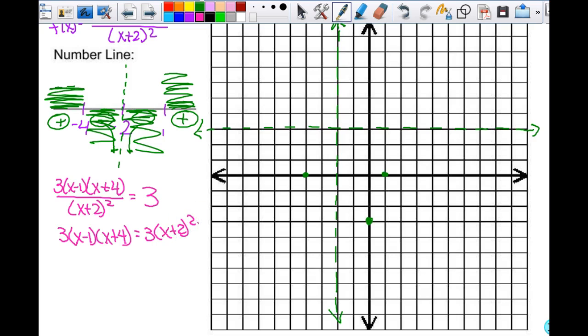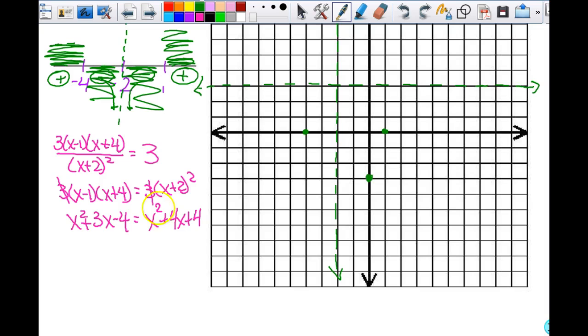So what happens with the 3s? They cancel out, so I don't even have to worry about them. That's why you just jump in and start multiplying everything you can. I do need to multiply these now, so this is going to give me x squared plus 3x minus 4 equals, that's a perfect square trinomial, so x squared plus 4x plus 4.